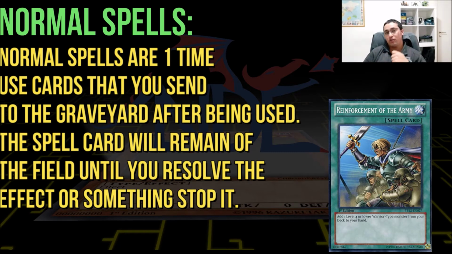Now, until you add the warrior monster from your deck to your hand, the card will stay on the field. Once you finish the action, the card will be sent to the graveyard, or if your opponent negates your action to add the card, you basically send the card to the garbage after it's been used, and send it to the graveyard.